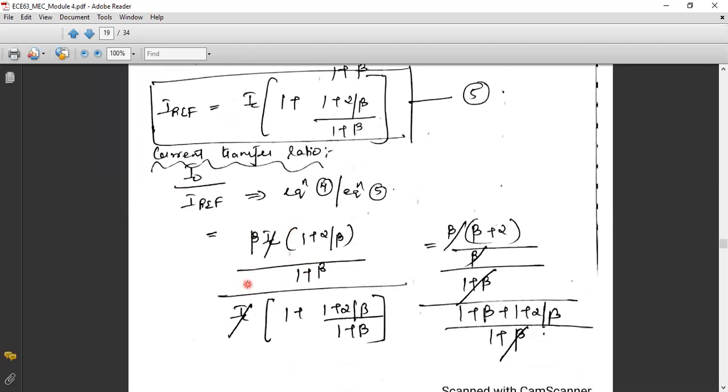Yes, please do it, simplify and tell me the final equation. Wherever required, you can take the LCM, make it a common denominator, and cancel all the terms. Here also you can find the LCM. IC can be cancelled first. Here, if you find the LCM and make beta the common denominator, it will be (beta + 2)/beta divided by (1 + beta). Here also 1 plus beta will come over here, so (1 + beta + 1 + 2/beta) whole divided by (1 + beta). So 1 plus beta can be cancelled, and here you can cancel beta. So finally, what is the equation that you are getting?